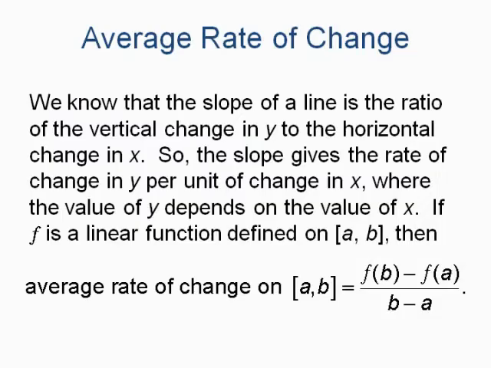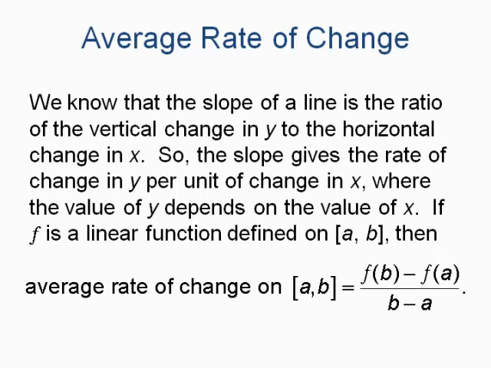With some linear models, the average rate of change: we know that the slope of a line is the ratio of the vertical change in y to the horizontal change in x, or the rise over the run. So the slope gives the rate of change in y per unit of change in x, where the value of y depends on the value of x.